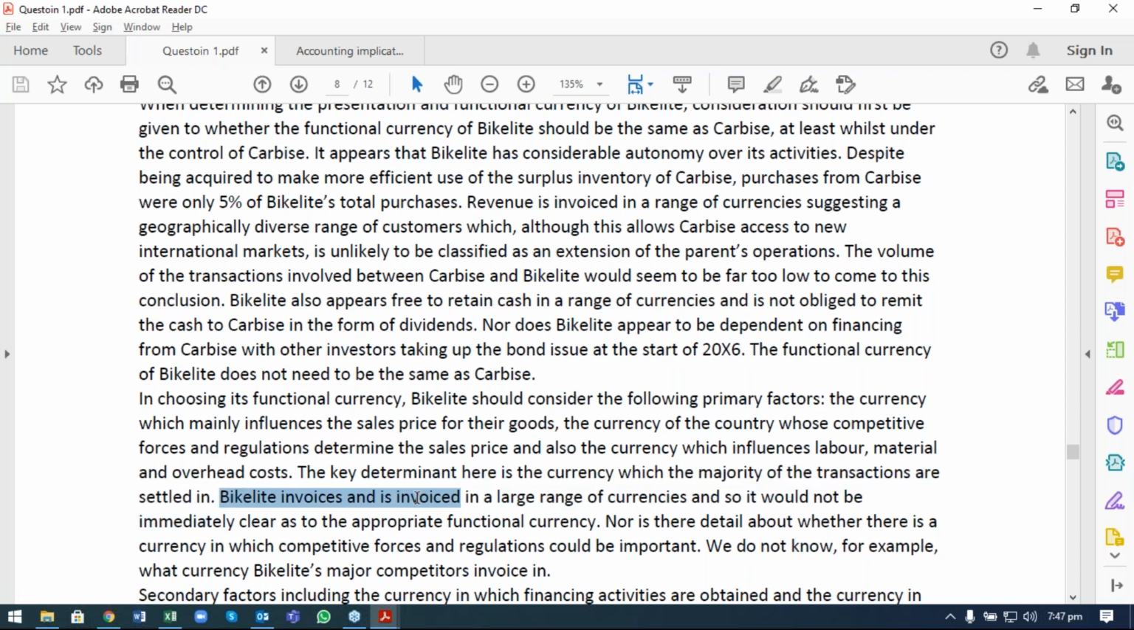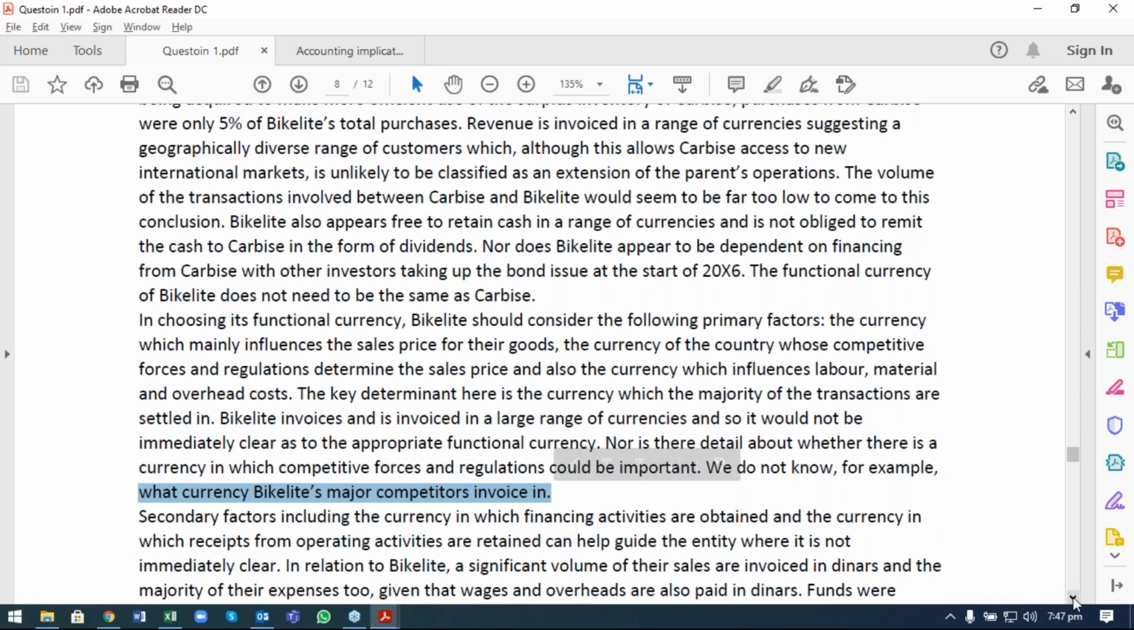Backlight is invoiced in a large range of currencies, so it would not be immediately clear what the appropriate functional currency is, nor is there detail about whether there is a currency in which competitive forces and regulators could be important. We do not know, for example, what currency backlight's major competitor invoices in. That's something we have already discussed when we were looking into the other aspects.